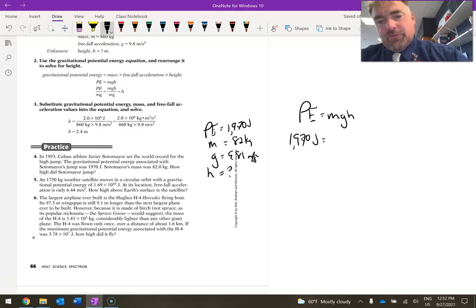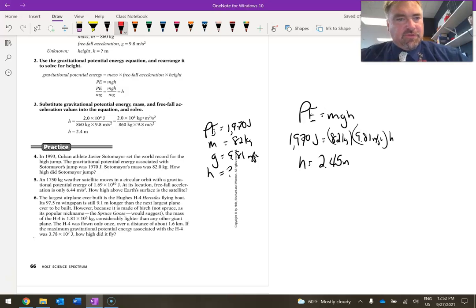So 1,970 joules is equal to 82 kilograms times 9.81 meters per second squared. And then I solve for height. And my height kicks out to be 2.45 meters, approximately. The next thing we're going to do is number 6.